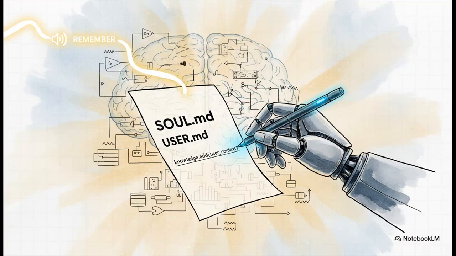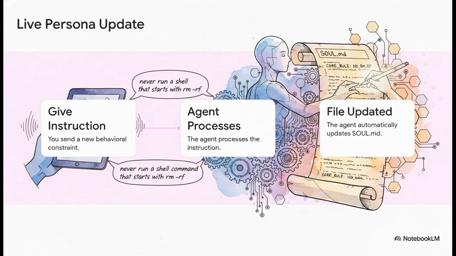And this is it. This is the wow moment. When you tell your agent, hey, remember this, it doesn't just stick it in some temporary cache. It actually has permission to go back and physically edit its own core files, the SOL.md and user.md we just talked about. So the feedback loop looks like this.